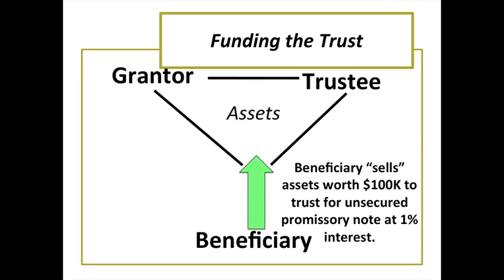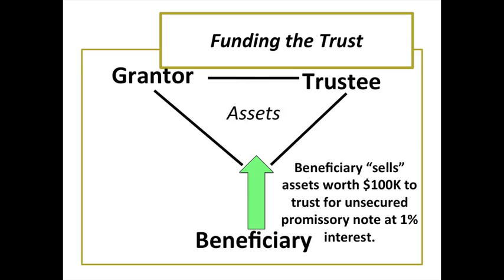The promissory note has to have teeth in it. I typically draft the promissory notes to say that the trustee, by signing this promissory note, agrees that they will not make any distributions out of the trust at any time that the net present value of the trust assets are less than the value of the promissory note. So the promissory note needs to have some real teeth in it for it to be respected by the courts.